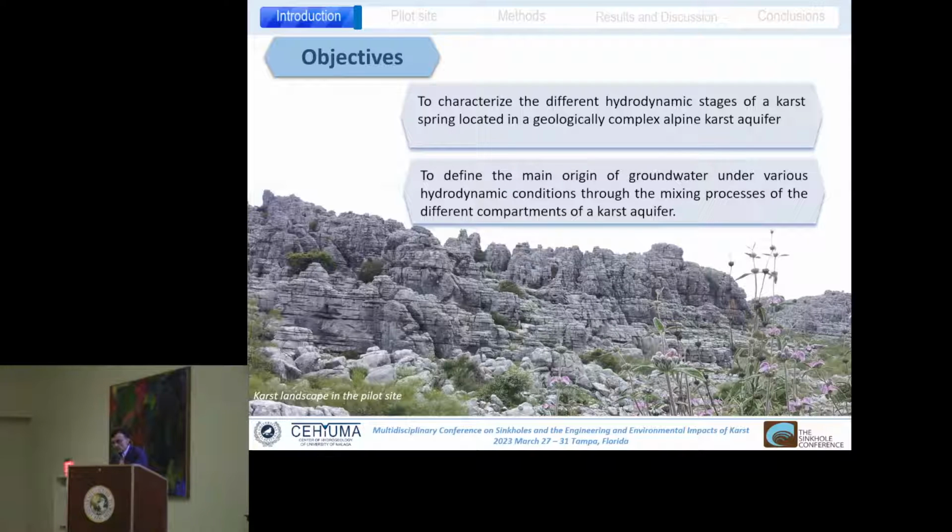We will focus on a karst spring that is only functioning during some periods. It's really an overflow spring located in a very complex area from a geological standpoint. And then we will try to define how mixing processes occur after the infiltration of rainwater through the karst system.